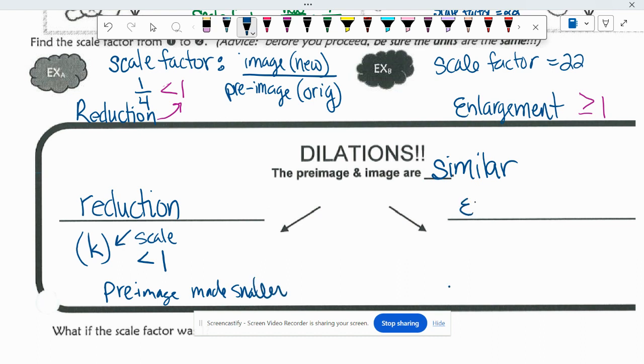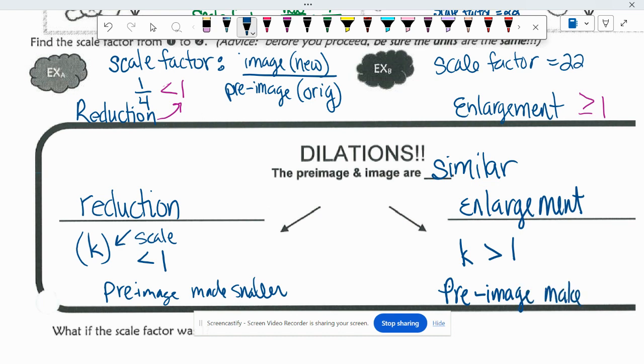Where when we enlarge something, we know that K, our scale factor, is greater than 1. And we're actually taking the pre-image, the original item, and making it bigger.